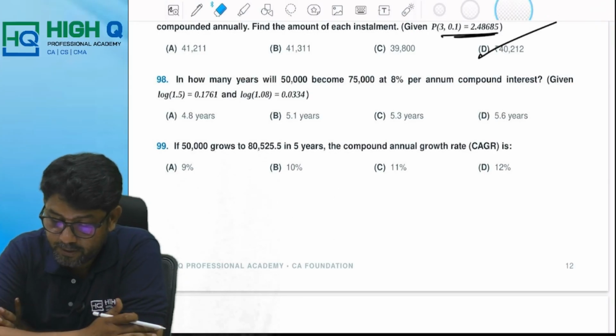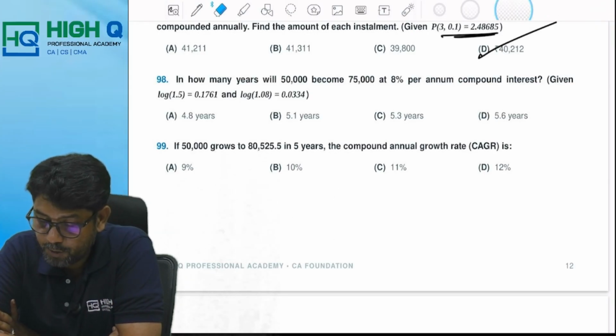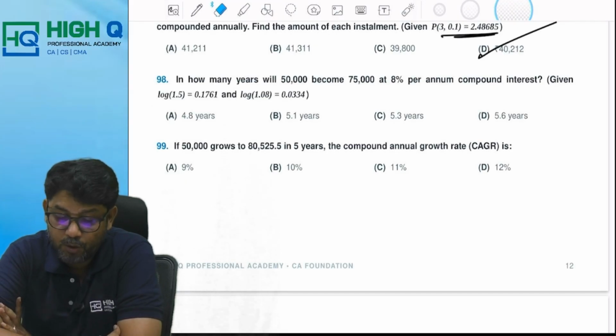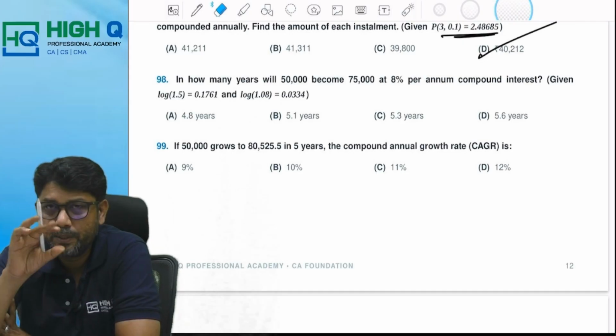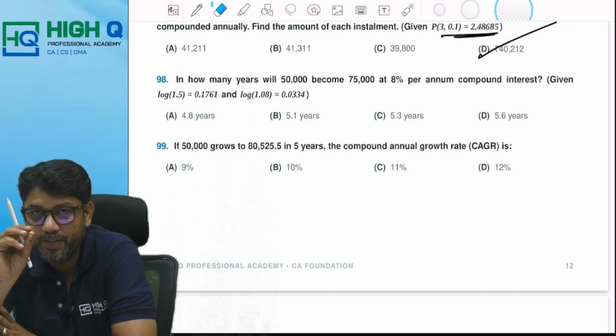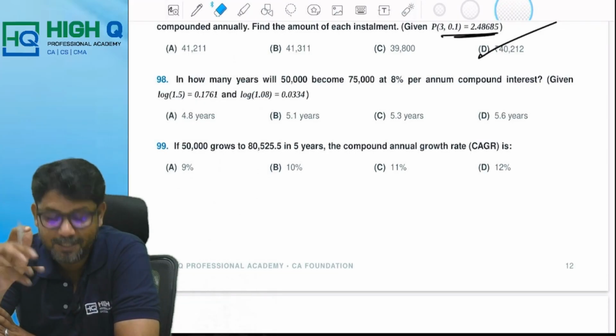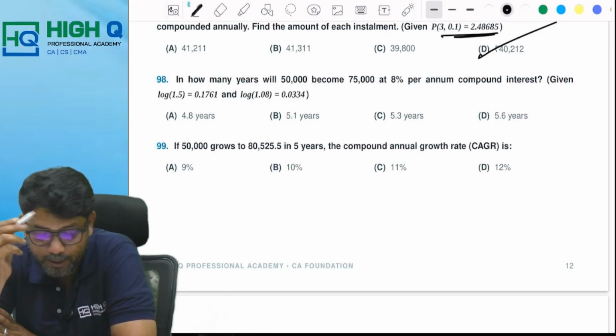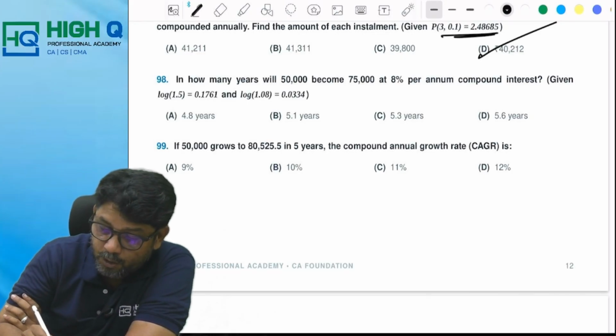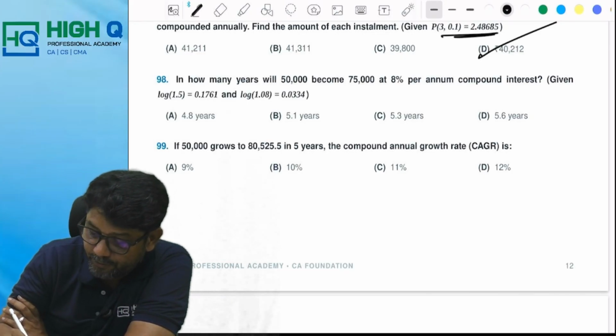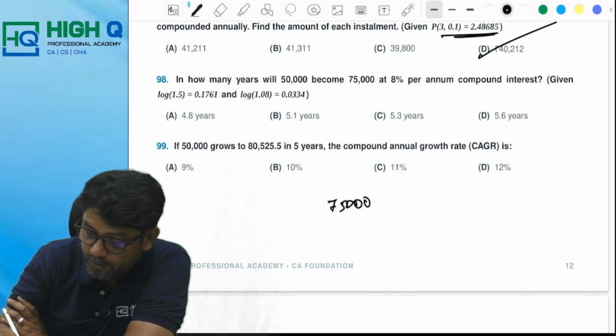Now, in how many years will 50,000 become 75,000 at 8% per annum compound interest? Okay, so log values are given. I always used to tell you in the classroom, whenever the options have number of years in decimals, we might have to use log. Here the log value itself is given, but you know how to find log also by using a calculator. Very good.